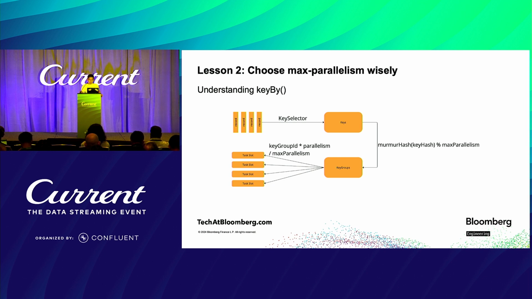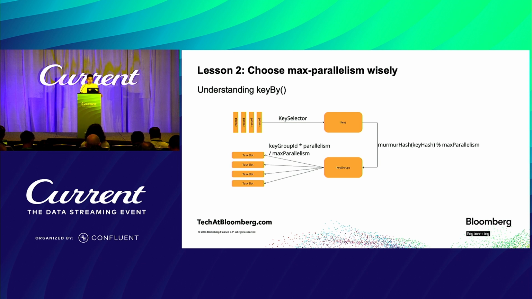Once we get the keys for these records, the next step is to map keys to key groups. This process is done by applying this function here, on the right side. We apply murmur hash to the hash code of the key, and from there we mod by the configured max parallelism of that operator. Since we're doing a modular operation with the configured max parallelism, the number of key groups that we will have is going to equal the configured max parallelism for that operator.